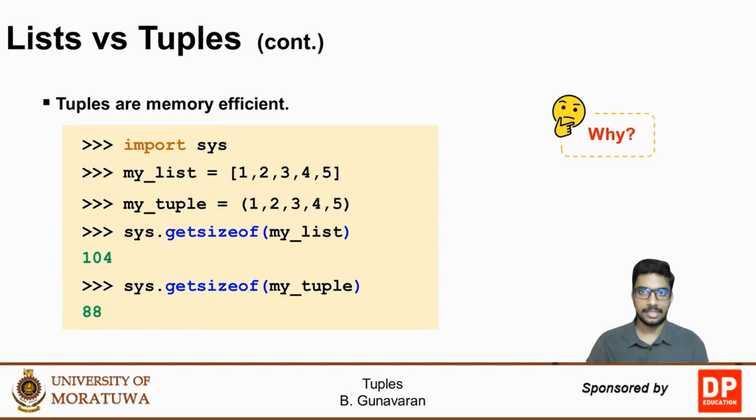We will not be discussing the answer to this question here, since it is an advanced topic to discuss at this point. However, if you are interested, follow the link provided under Supplement 1, which is available on the last slide. It explains clearly why tuples consume less memory compared to lists.